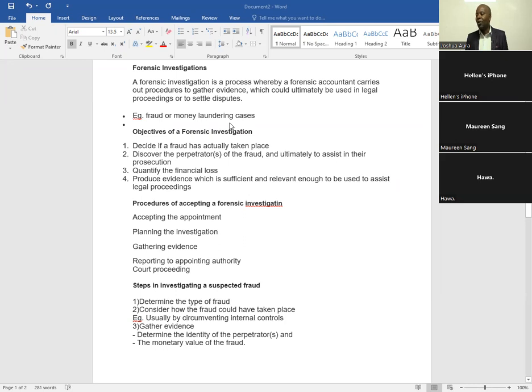What are the major objectives of a forensic investigation? The objectives. So the first objective there is to decide if a fraud actually took place. If a fraud actually took place. You know, at times, ladies and gentlemen, the owners of the business, the directors in this case here may suspect some fraud scheme, right? So they look at this person, they think that this person for sure has been stealing. You see, there is a possibility that this person has not been stealing.